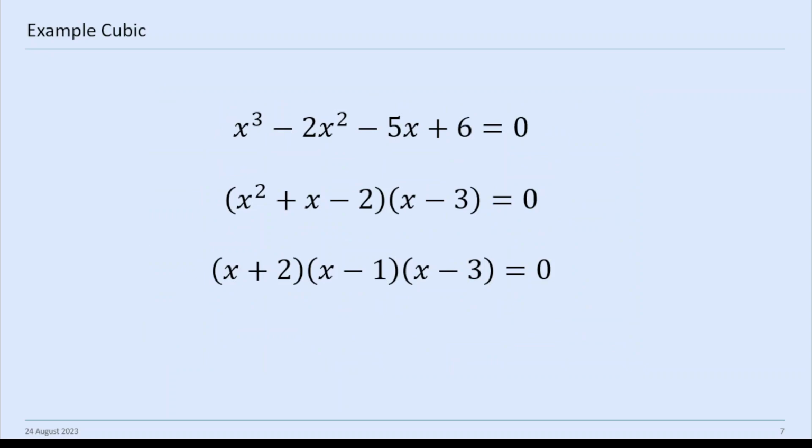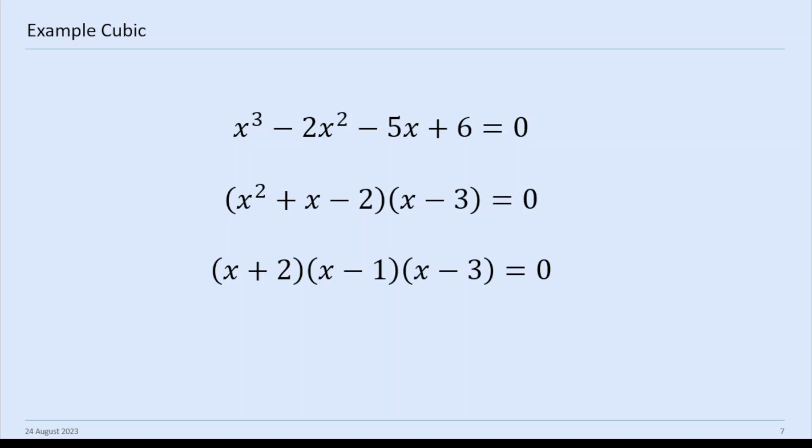Okay, here's an example cubic. X cubed minus 2x squared minus 5x plus 6 equals 0. Firstly, we've got to find a number that fits in. Now, as it happens, 1 fits that equation and minus 2 does, but I started with 3. If you put in 3, you get 27 minus 18, which is 9, minus 15, which is minus 6, plus 6, which is 0.